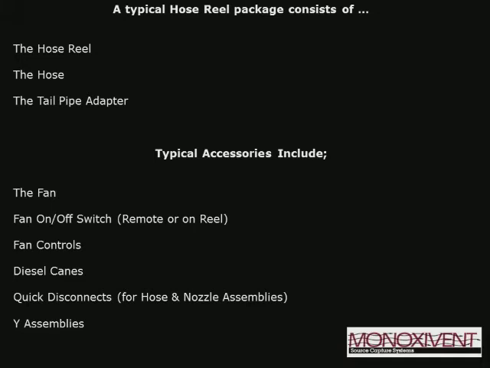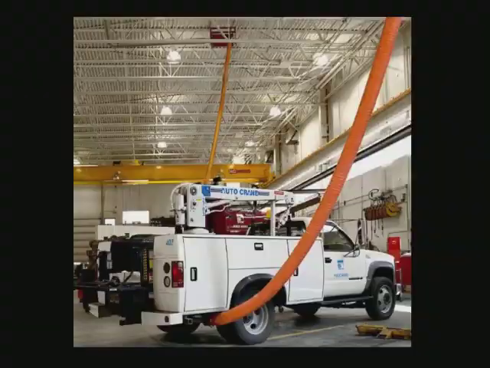Things to consider, we want to make sure that obviously it's got to work. In most instances, it has to work with a fan. You could have a fan on-off switch. It could be remote or on the reel. Fan controls. Diesel canes, quick disconnects for hoses and nozzle assemblies where maybe you want to quickly disconnect from a vertical stack to a below chassis tailpipe, and Y assemblies. The Y kit assemblies are great for dual exhaust vehicles.